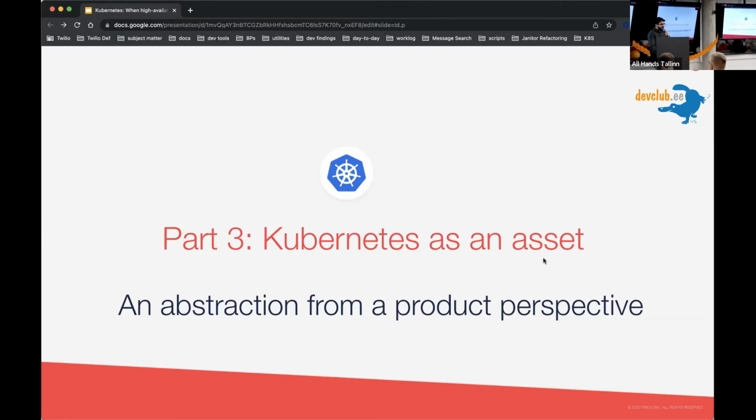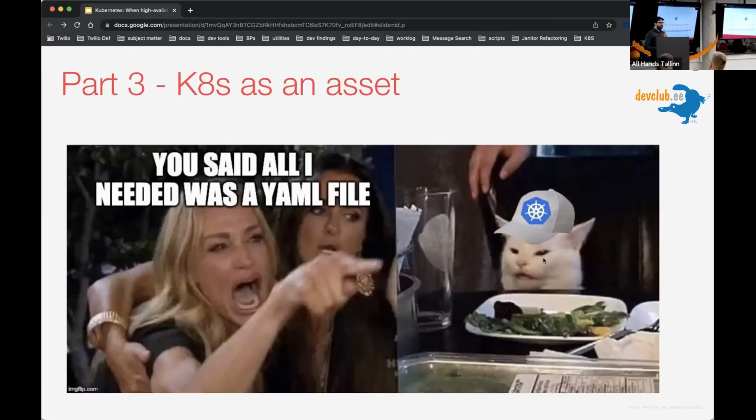When we consider Kubernetes as an abstraction from a product perspective, what do we see? We immediately start with this. You'll see that this is most of the time the sentiment of people. That is subjective, but that is what I heard and what I observed. So you said all I needed was a YAML file. Well, because Kubernetes is powerful, people expect it to solve a lot of problems by just declaratively running YAML files. However, as I've tried to discuss, Kubernetes forces you to understand what you are doing. If you don't do that, there are going to be problems.